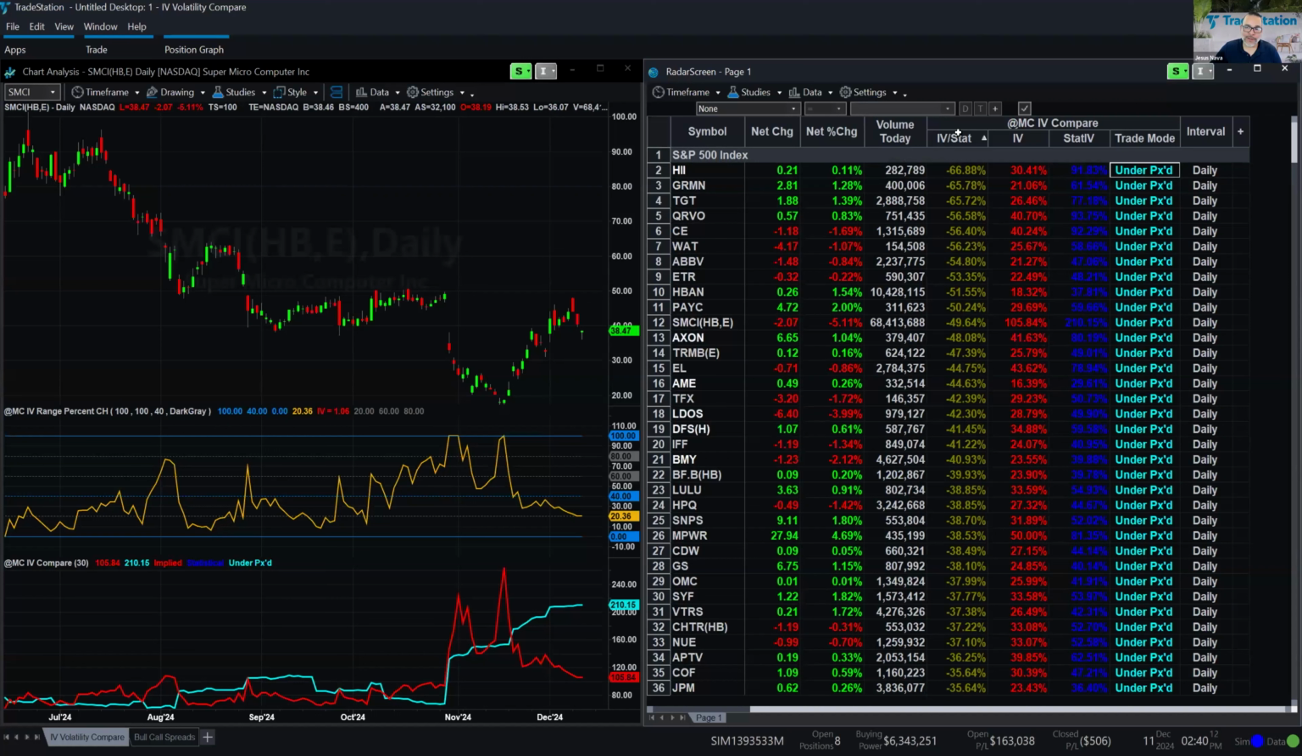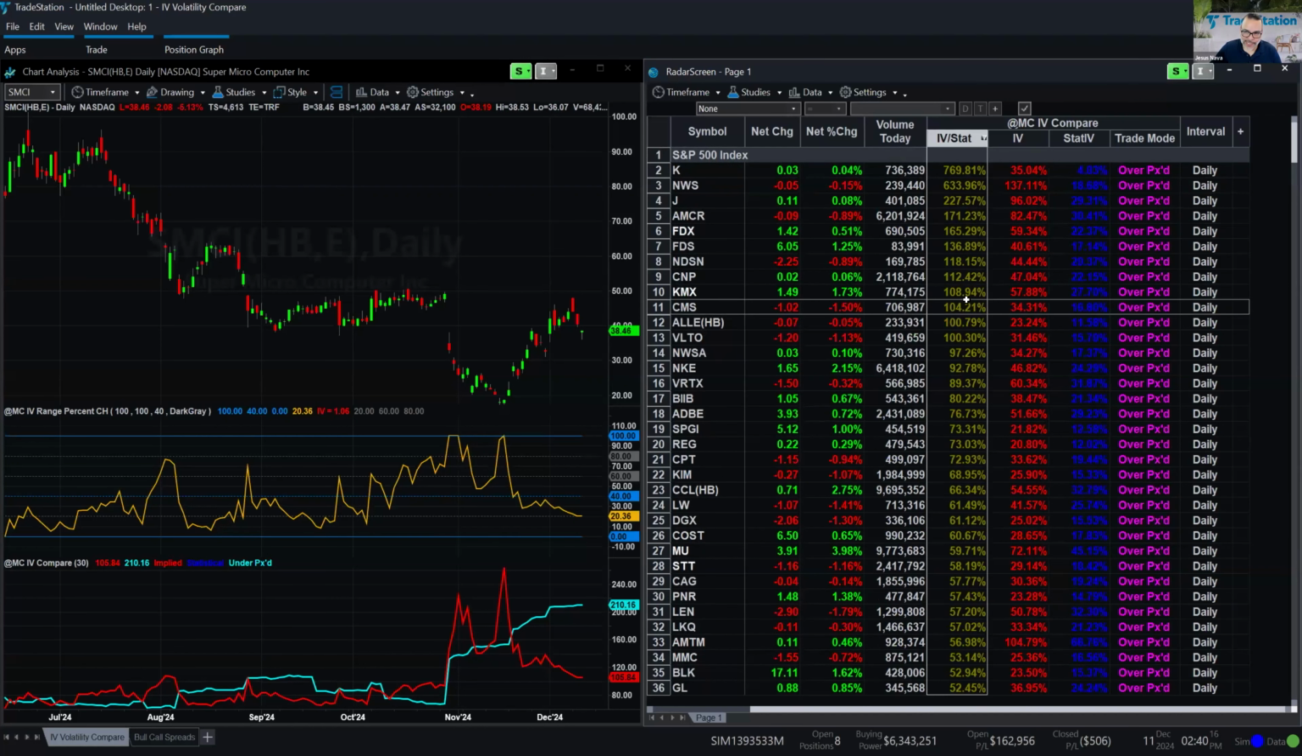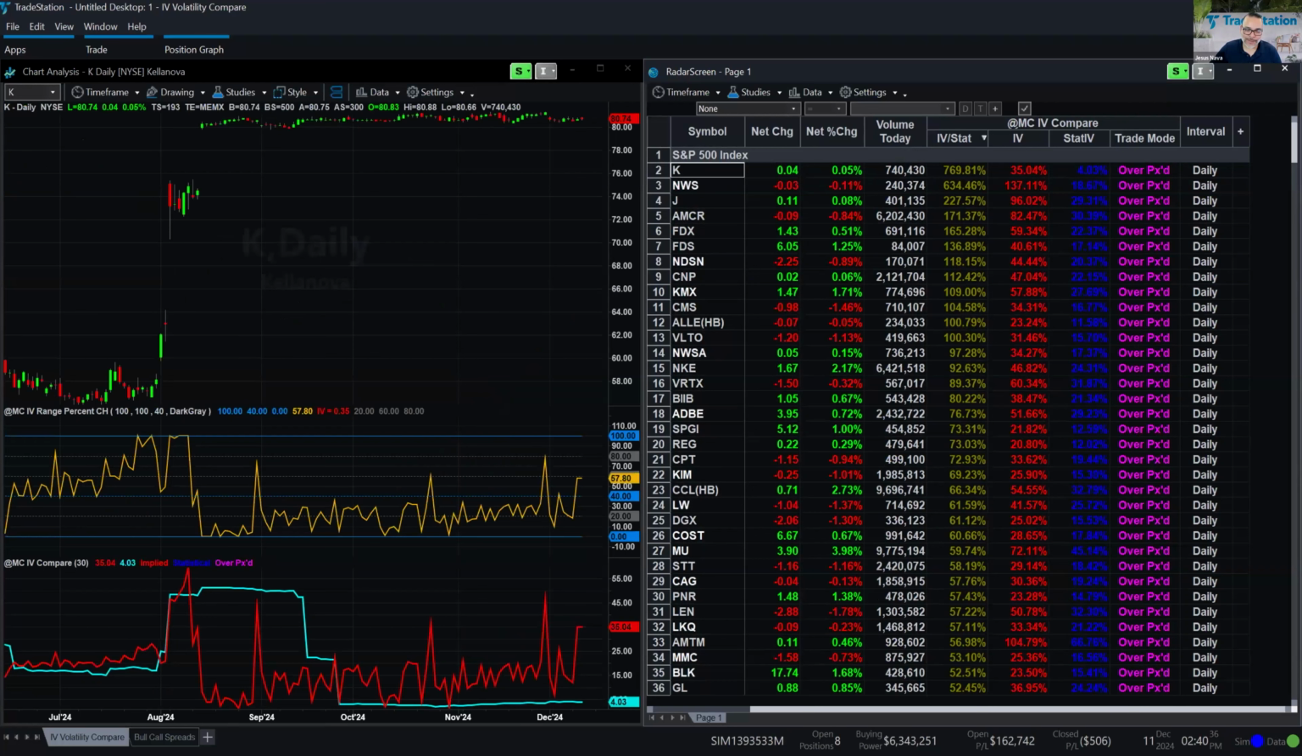If I double click on this column header one more time, it'll sort in descending order. And you can see, for example, K. K is Nova, and you can see that it's 769%. Why? Because its implied volatility is 35%, when statistical is 4%. So what are you going to see? Overpriced options. Let's go ahead and take a look at that symbol in OptionStation Pro.